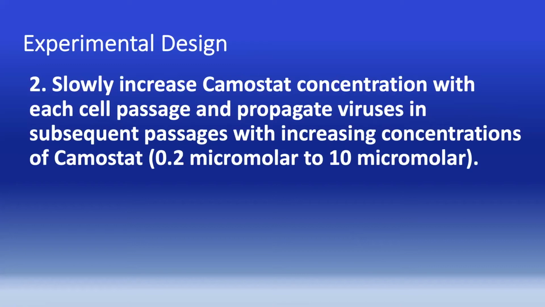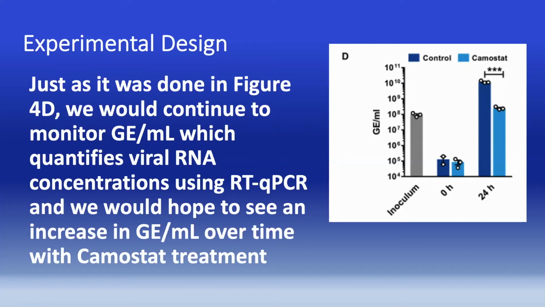Next, we would continue to passage these cells and propagate the virus, but every subsequent passage, we would increase the camostat concentration slowly, from a proposed value of 0.2 micromolar to eventually 10 micromolar over a series of many passages where we continue to propagate the virus. We chose 10 micromolar because this is one of the doses that the virus was treated with.